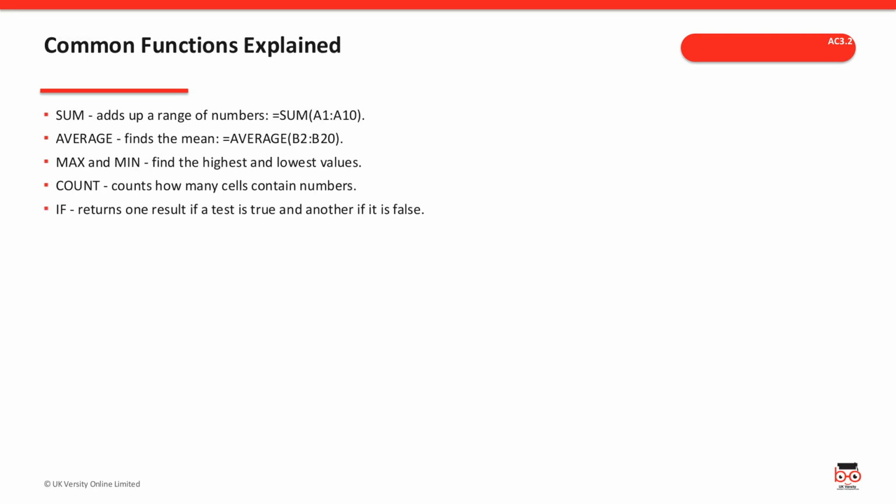It's worth knowing a handful more that come up constantly. Sum adds a range, average finds the mean, and max and min pick out the highest and lowest values, brilliant for spotting the top mark or the cheapest price.